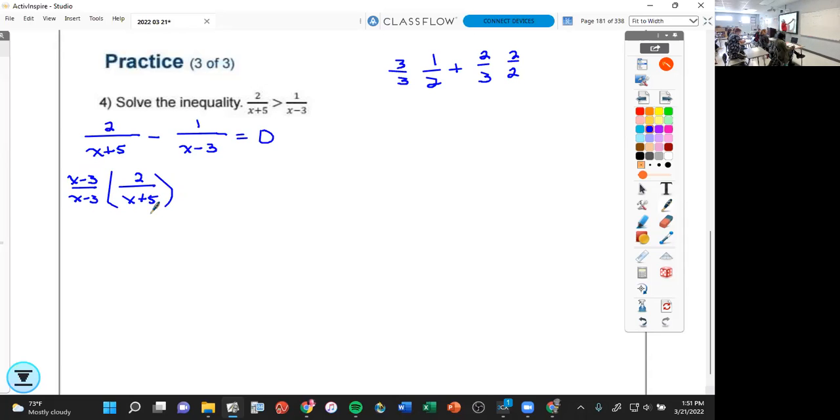And again, I think it's better to change it to an addition problem. So I'm going to make that 1 a negative 1. So this is going to be plus, what do I multiply that one by? Okay, x plus 5 over x plus 5 times negative 1 over x minus 3.